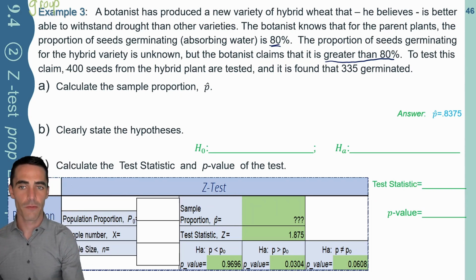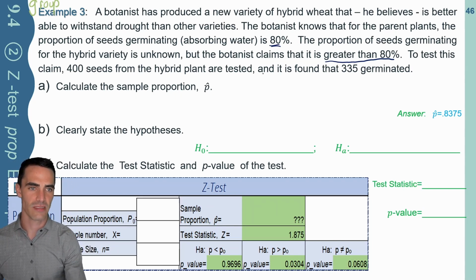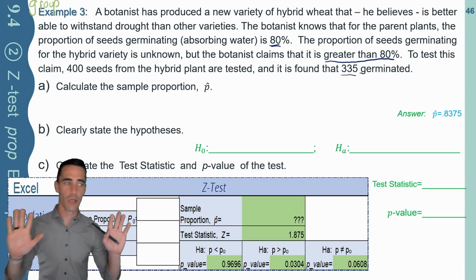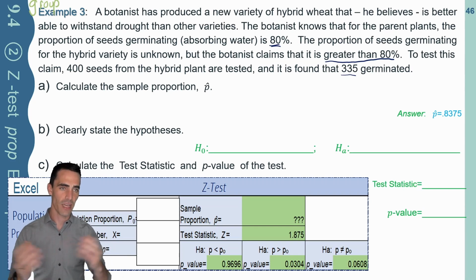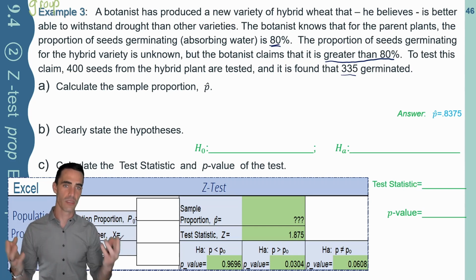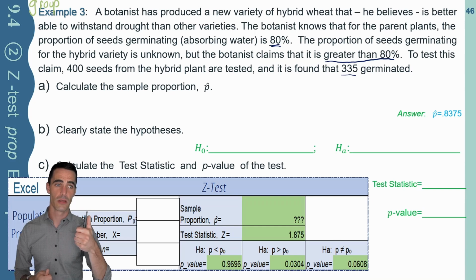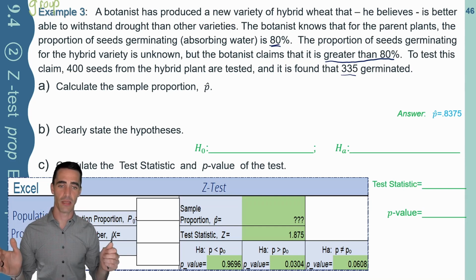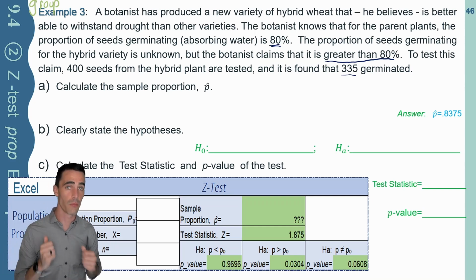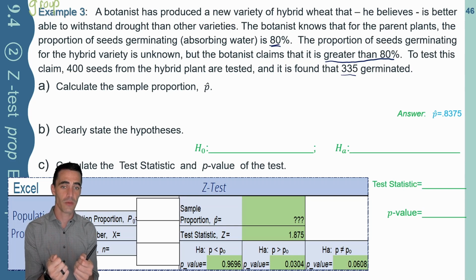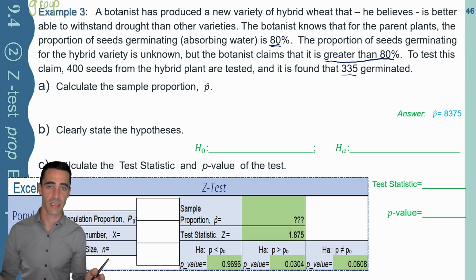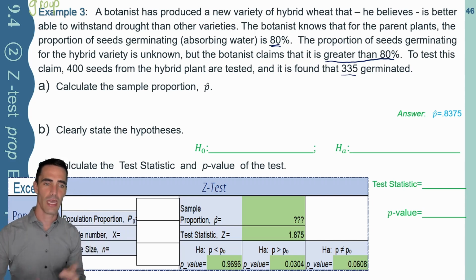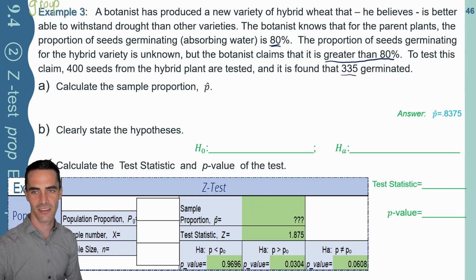To test this claim, 400 seeds from the hybrid plant are tested, and it's found that 335 of them germinated. Again, what a big deal. We go to the lab, we mix up and splice up some wheat, and we find, hopefully, a more drought resistant one that's more able to sprout, in which case greater than 80% would be a big deal for us. And then hopefully with this claim, we can prove it definitively with a test, make that publication, and after maybe a couple of years of other people proving the exact same thing, we'll be bought up and we can retire. Let's see how the test goes.